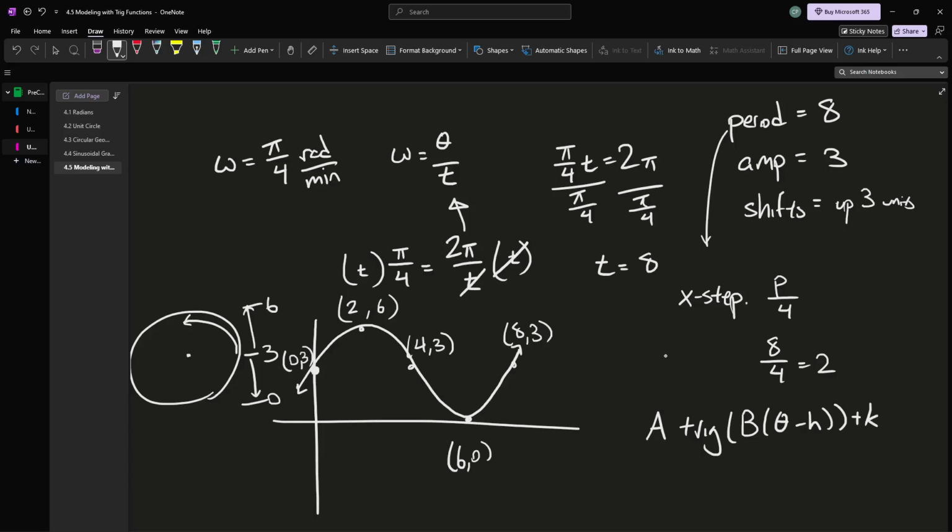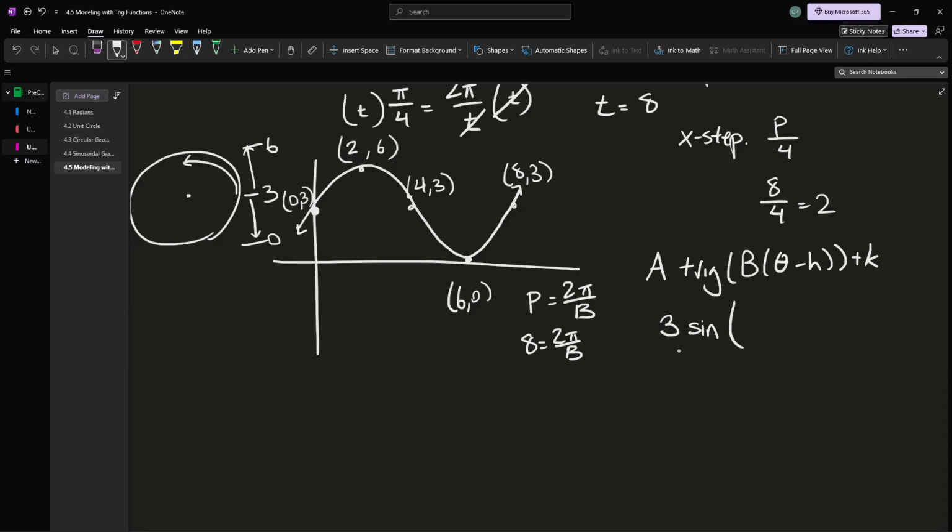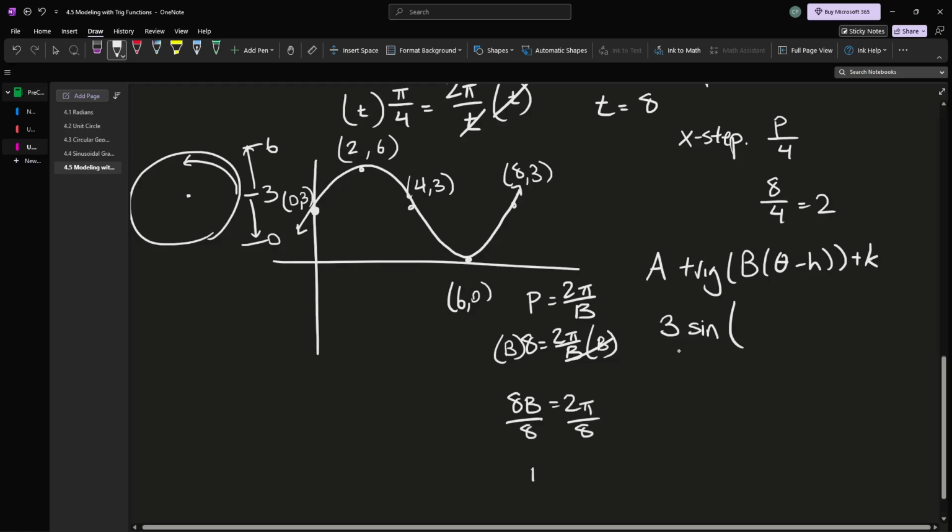So the information that I have: amplitude is a, that's 3. My trig function is sine. My b relates to my period, so let's go back to find it. Period equals 2 pi over b, so 8 equals 2 pi over b. We multiply both sides by b: 8b equals 2 pi. Divide by 8 to get b equals pi over 4.